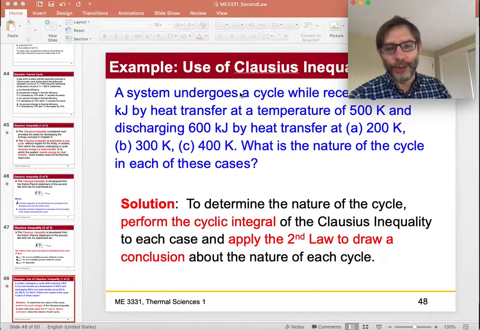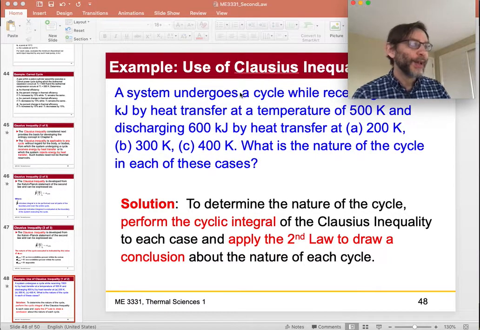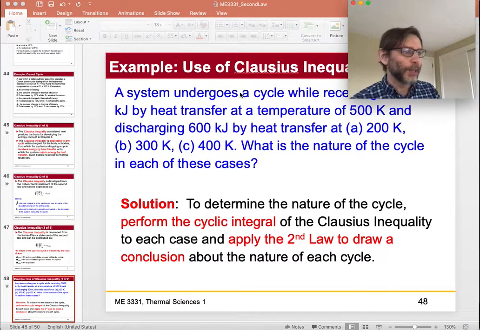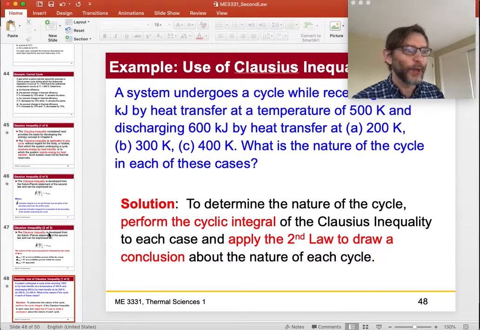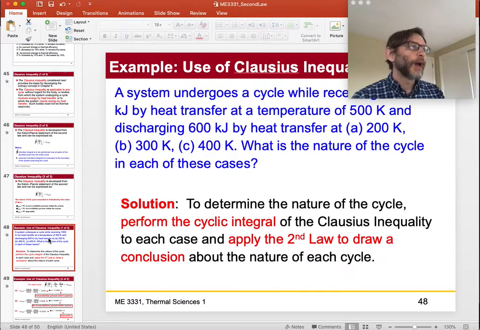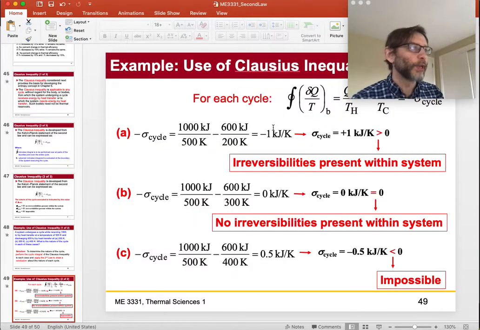And so you can guess there are 3 different temperatures, and one of them is going to be one of each. To determine the nature of the cycle, perform the cyclic integral of the Clausius inequality for each case and apply the second law. So we're going to use the Clausius inequality to decide whether these things are possible or impossible. One could also do this in another way, maybe using the 600 kilojoules of heat transfer, but we're going to use the Clausius inequality.